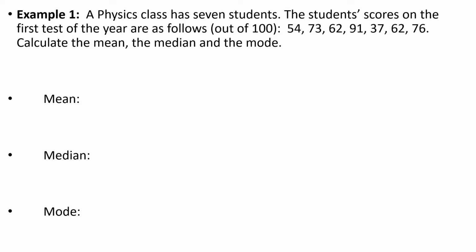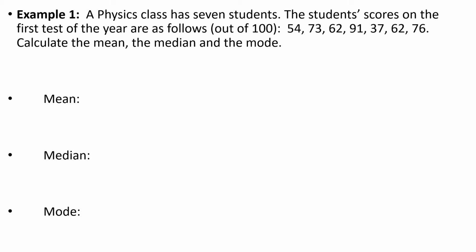Okay, so we have another question right here. I would like it if you guys practice this, put it on pause, and see if you can calculate mean, median, and mode for this question right here. So it says a physics class has 7 students, very small class, and the student scores on the first test of the year are as follows out of 100. And they are 54, 73, 62, 91, 37, 62, 76. Calculate the mean, median, and mode.